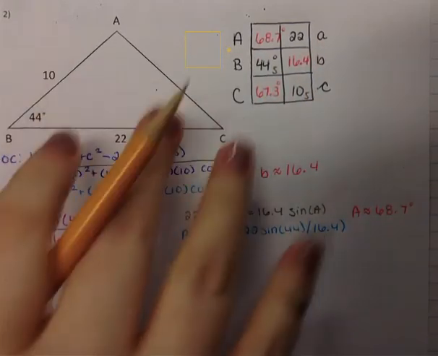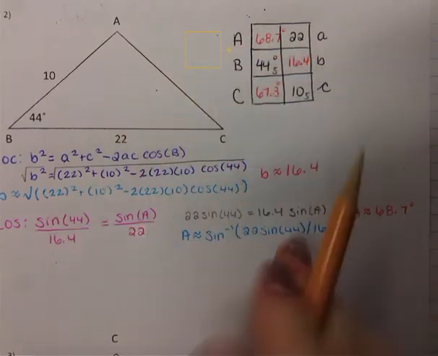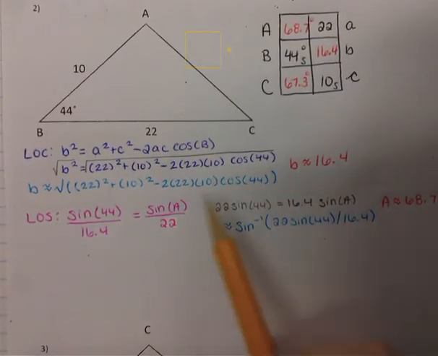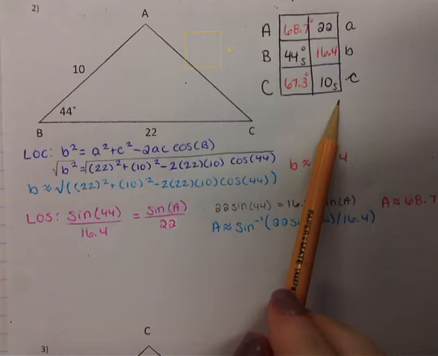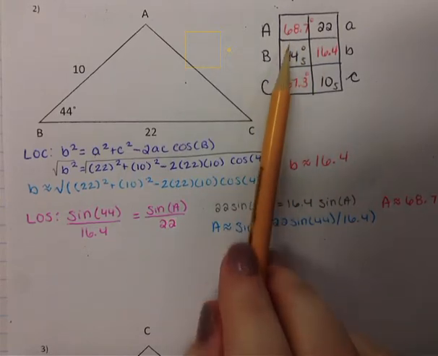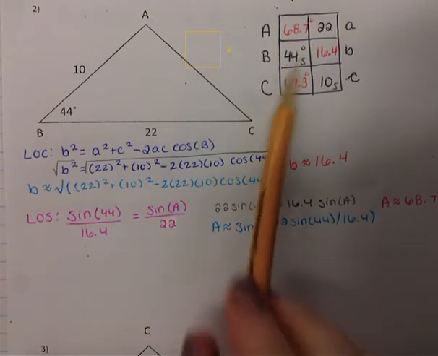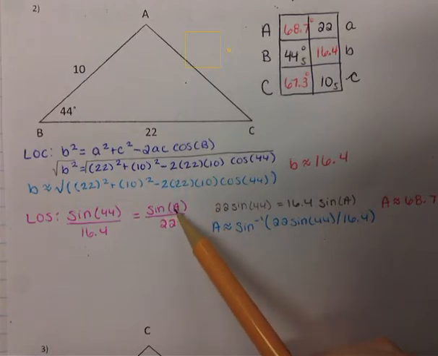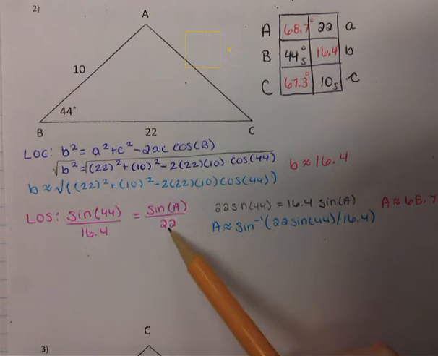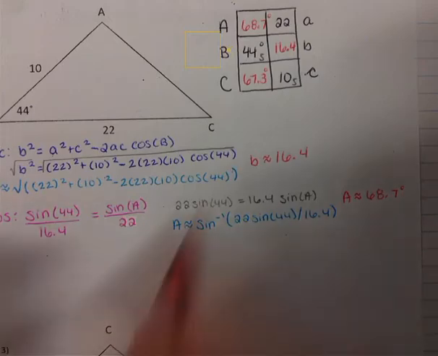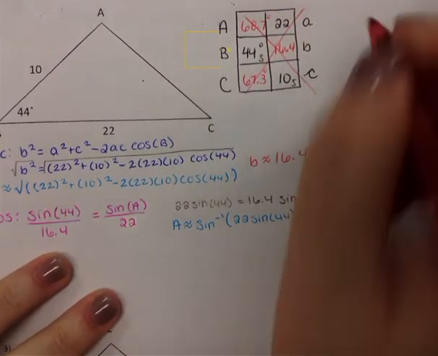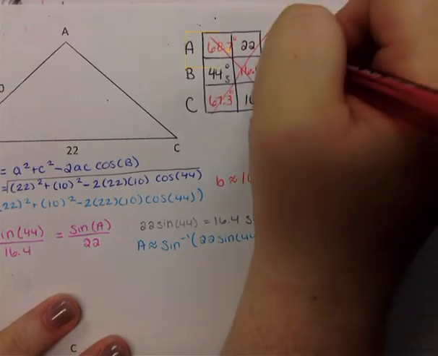It doesn't mean that the problem doesn't work. It means that we ended up picking the wrong angle to solve for. We had to use law of cosines to get the 16 and 4/10. Our sides are good. It's the angles that are mixed up. The 44 is good because that was given to us. So instead of doing sine of A over 22, I should have used sine of C over 10 and found angle C first. So this is what we call an ambiguous case.